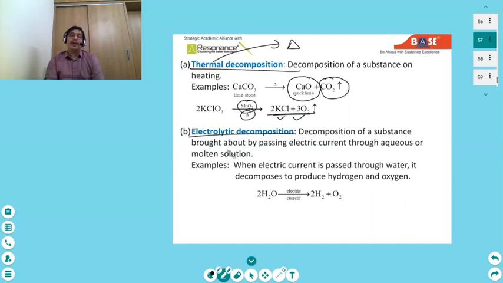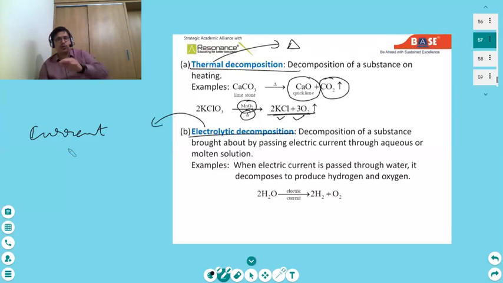One more type is there, electrolytic decomposition. Electrolytic decomposition means we will be using current, which is also known as electricity. Electro means electron, and wherever there is flow of electron, in the opposite direction there will be current, and lytic means break. So breaking something in the presence of current is known as electrolytic decomposition or electrolysis. So decomposition of a substrate brought about by passing electric current.